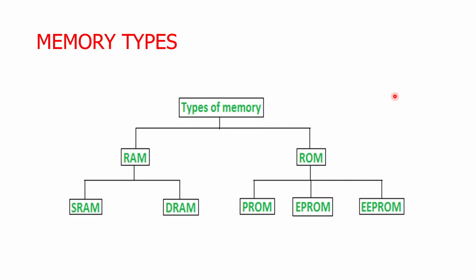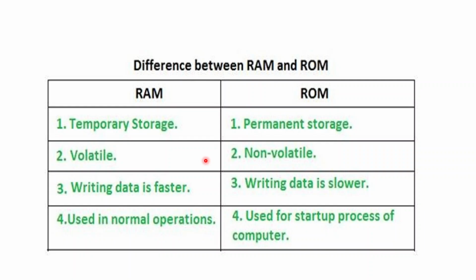Now the types of memory. Primary memory is classified into two types again, RAM and read-only memory. RAM is classified into static RAM and dynamic RAM, and ROM is classified into programmable read-only memory, erasable programmable read-only memory, and electrically erasable programmable read-only memory. These are the differences between RAM and ROM. Random access memory is used for temporary storage, while read-only memory is used for permanent storage. RAM is volatile, that is, if power to the chip is off, it will lose the data. Non-volatile means even though power is not present, it is still able to hold the data, that is, ROM is non-volatile.